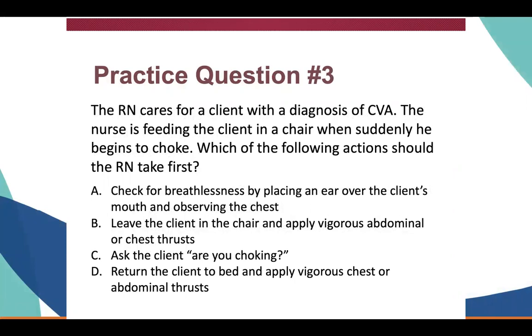The nurse cares for a client with a diagnosis of CVA. The nurse is feeding the client in a chair when suddenly he begins to choke. Which of the following actions should the nurse take first? A, check for breathlessness by placing an ear over the client's mouth and observing the chest. B, leave the client in the chair and apply vigorous abdominal or chest thrusts. C, ask the client, are you choking? D, return the client to bed and apply vigorous chest or abdominal thrusts.